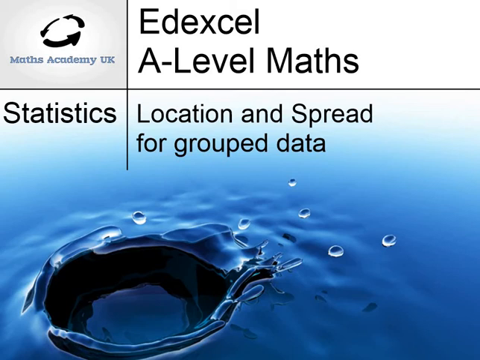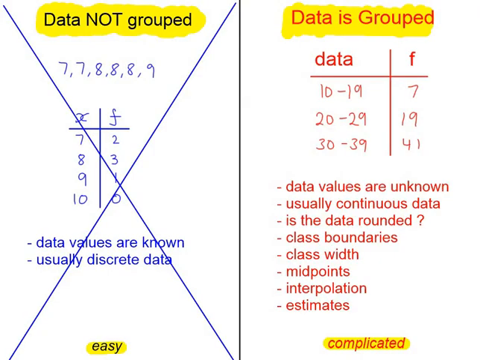Measures of location and spread for grouped data. So we now look at frequency tables where we have grouped data and the data values are unknown.